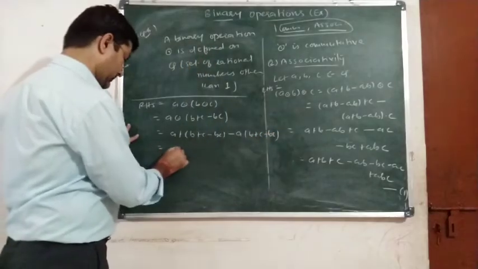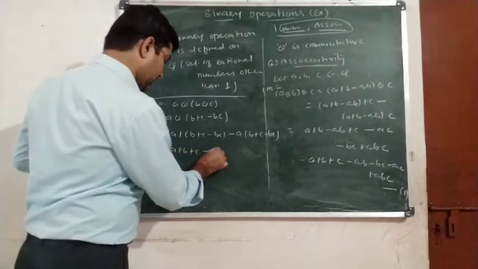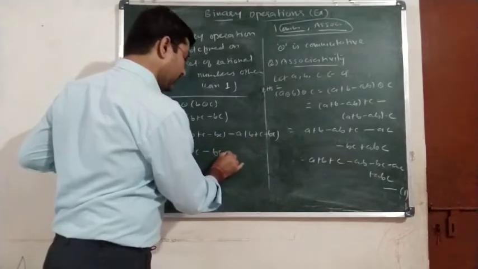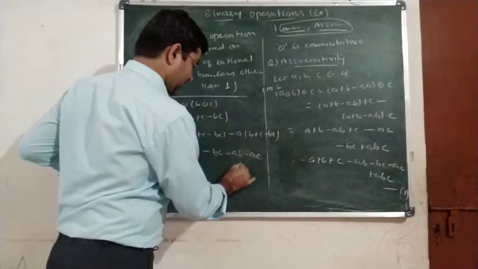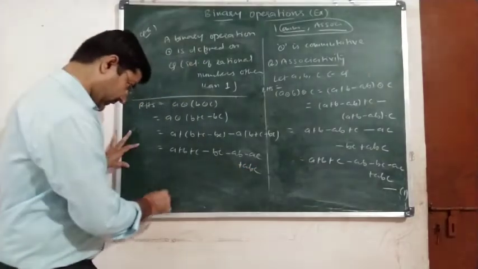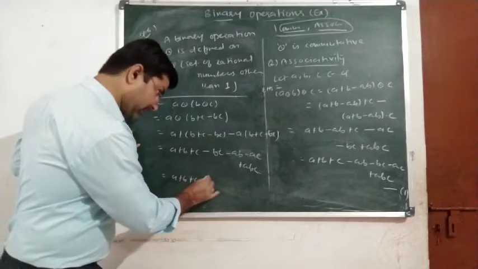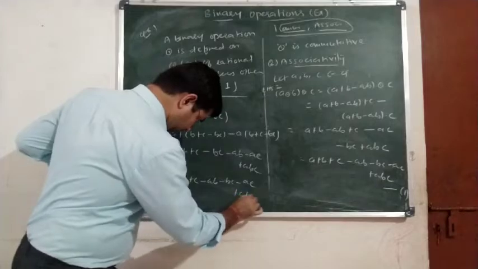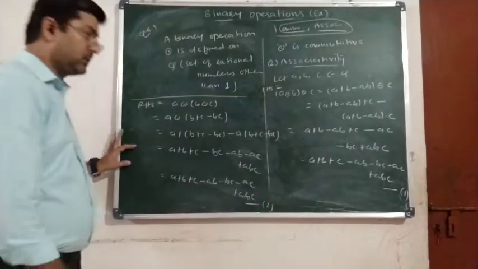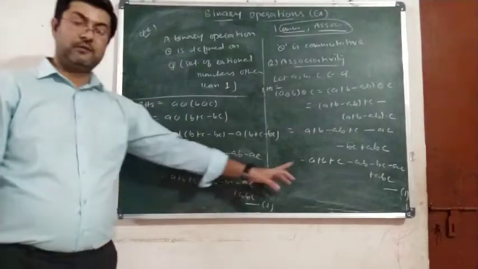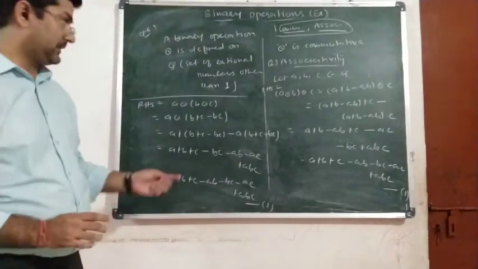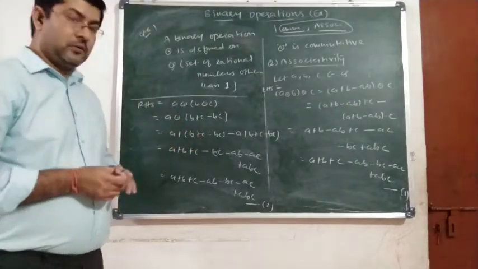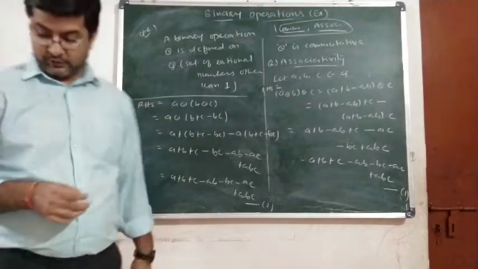Yes or no? Now let us simplify. A plus B plus C minus BC minus AB minus AC plus ABC, which is equal to A plus B plus C minus AB minus BC minus AC plus ABC, number 2. Now observe the two results, both are equal, and therefore LHS is equal to RHS, and therefore associativity holds for the given operation in Q. Clear?